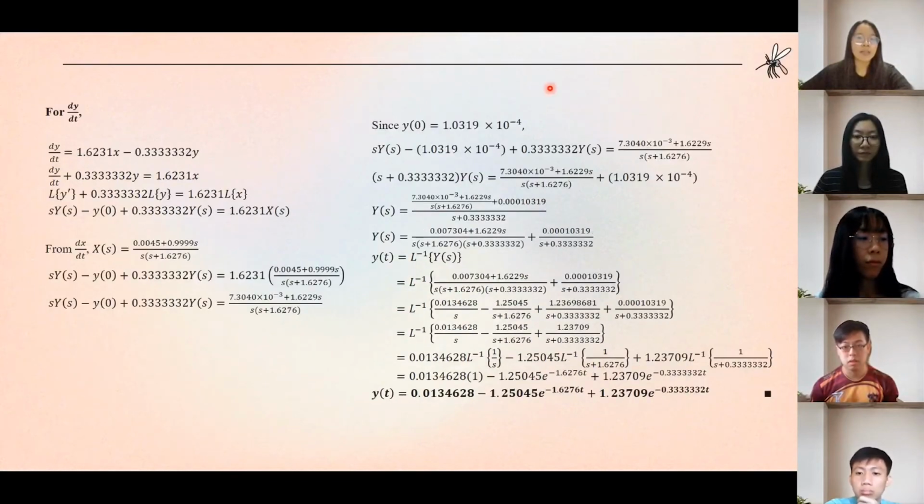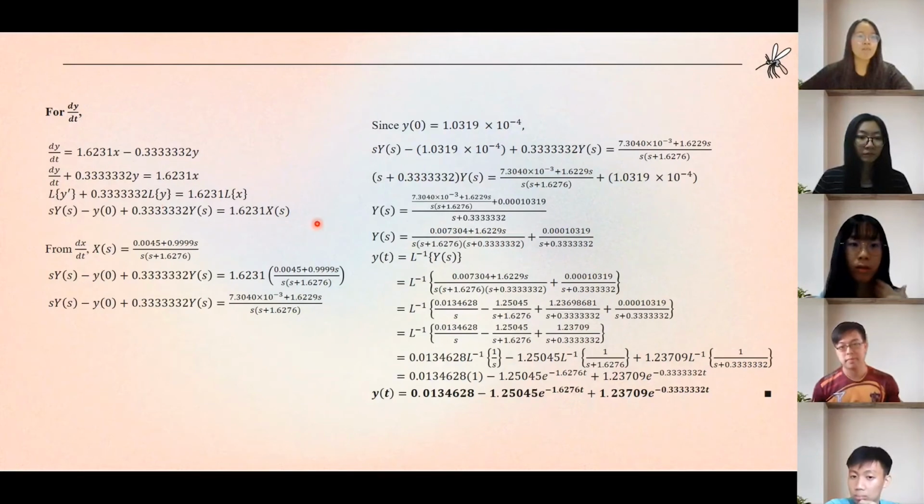Next, for dy over dt, same steps as the dx over dt, we rearrange the equation into this, and then using Laplace transform to get this. And then since there is x in this equation, we substitute the x that we get from dx over dt and get this. Then by using the initial condition, we will get Y(s) equal to this, and then using inverse Laplace transform to get the solutions of y(t), which we get y(t) equal to this.